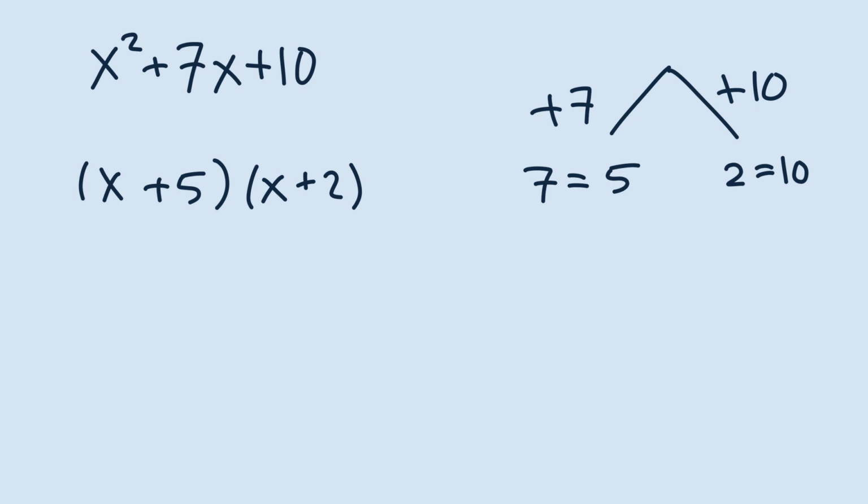Maybe some of you will think, why did we not put negative 5 and negative 2? Negative 5 times negative 2 is positive 10, but when we add these two numbers together, we will get negative 7, which is totally different than positive 7. That's why we did not choose these two numbers.